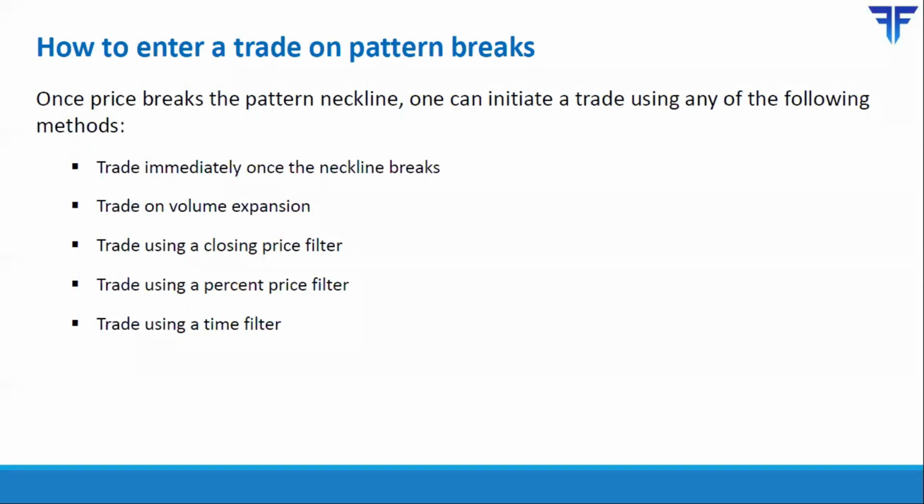You could either decide to buy or sell immediately, or you could wait to see how the volume is panning out. That is, you would decide to buy or sell if there is an expansion in volume, or you could wait for closing above or below the neckline, or you could use a price filter and only decide to buy or sell if price has rallied a certain percent above the neckline, or price has declined a certain percent below the neckline. Finally, you could use a time filter. That is, you'd buy or sell only after a few candles or bars have elapsed.